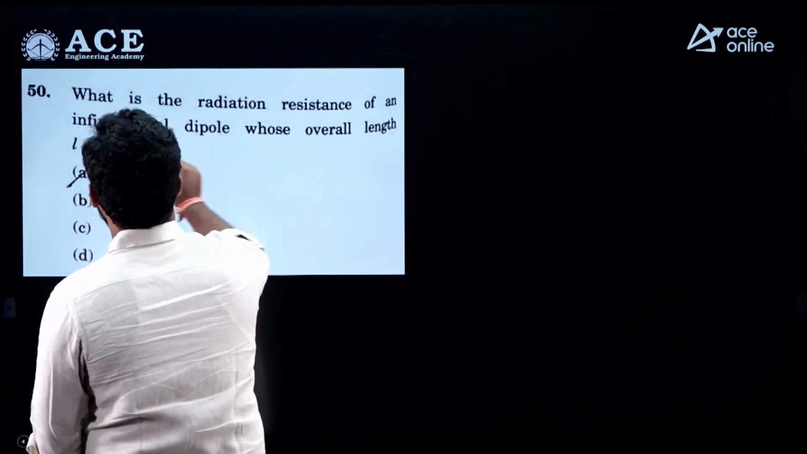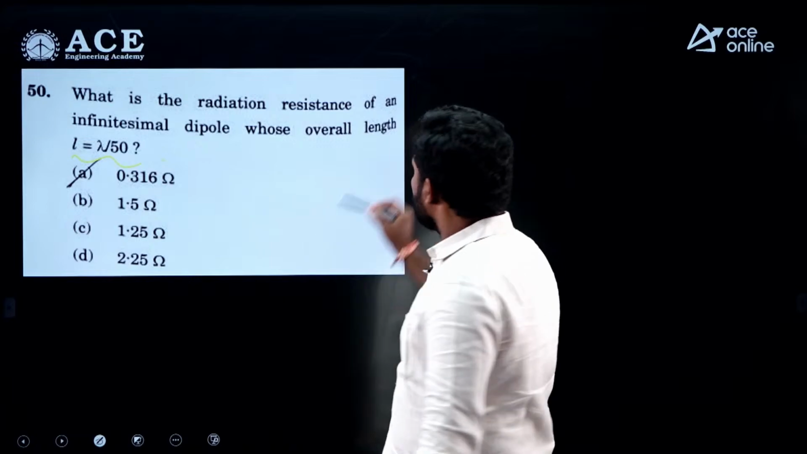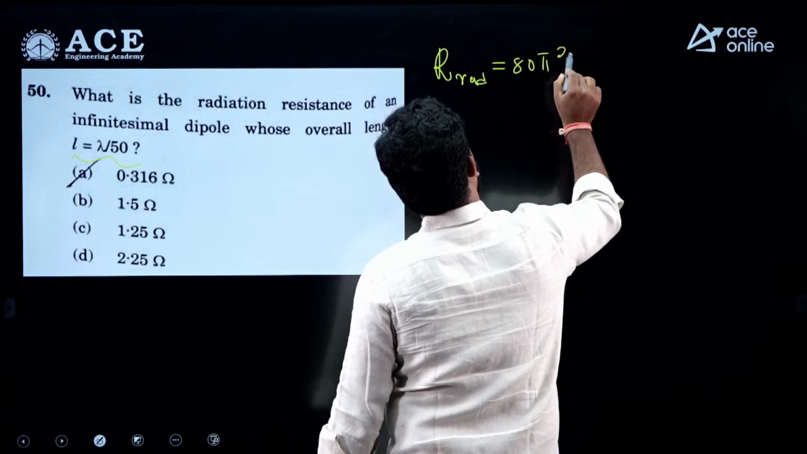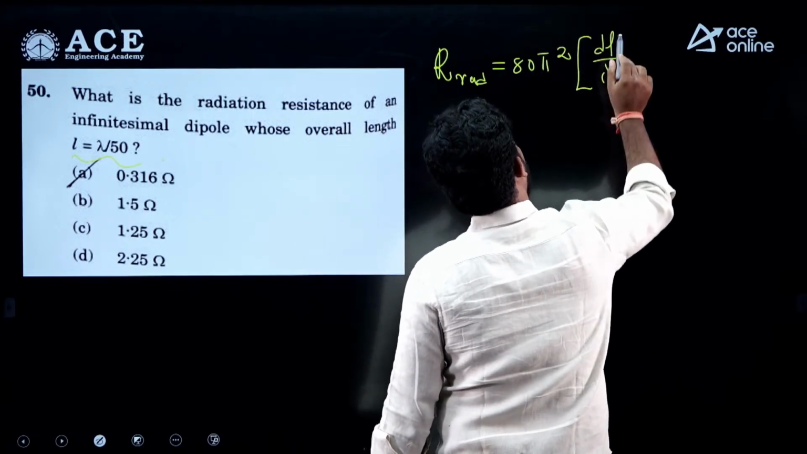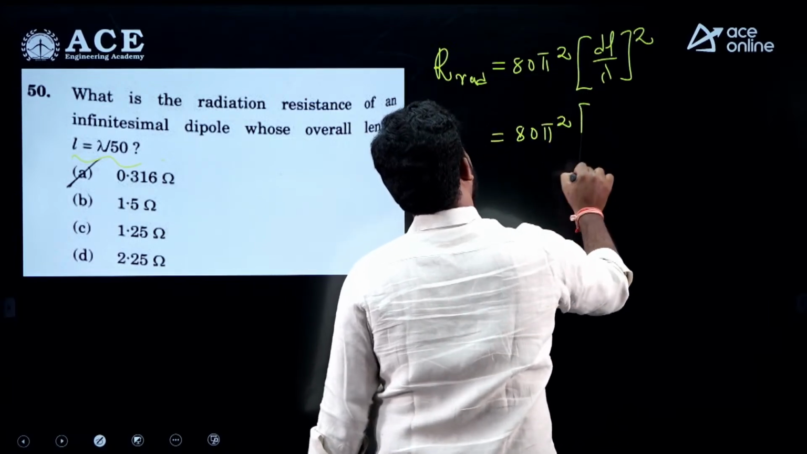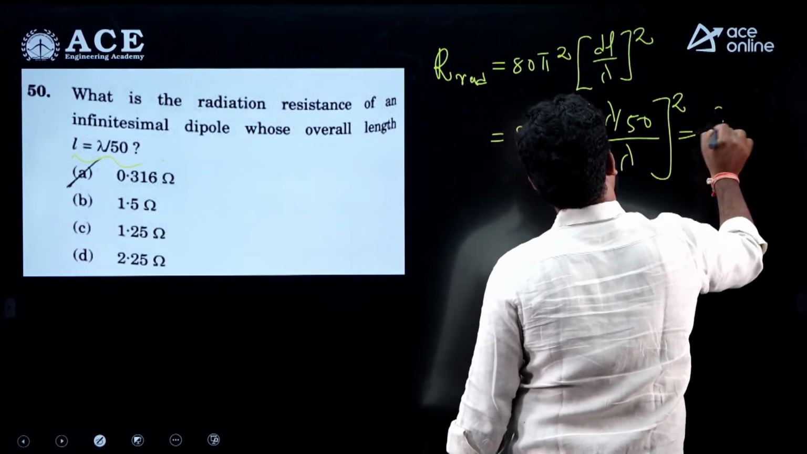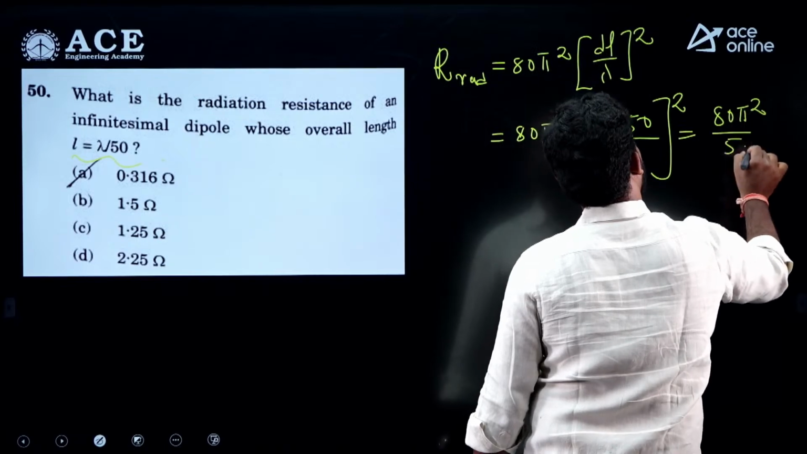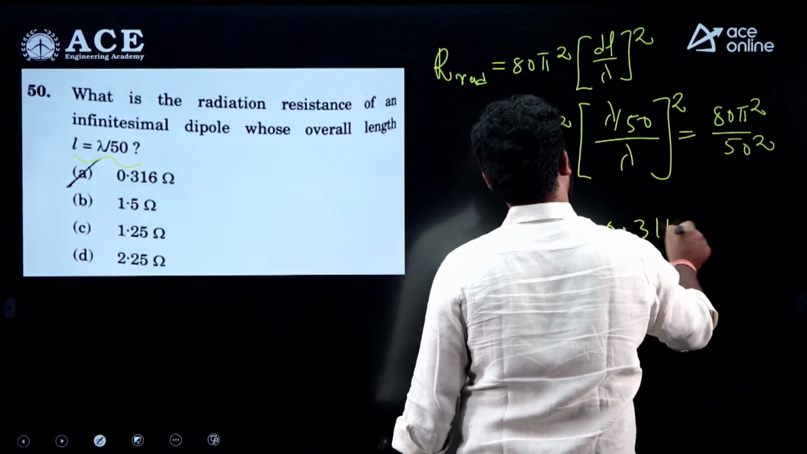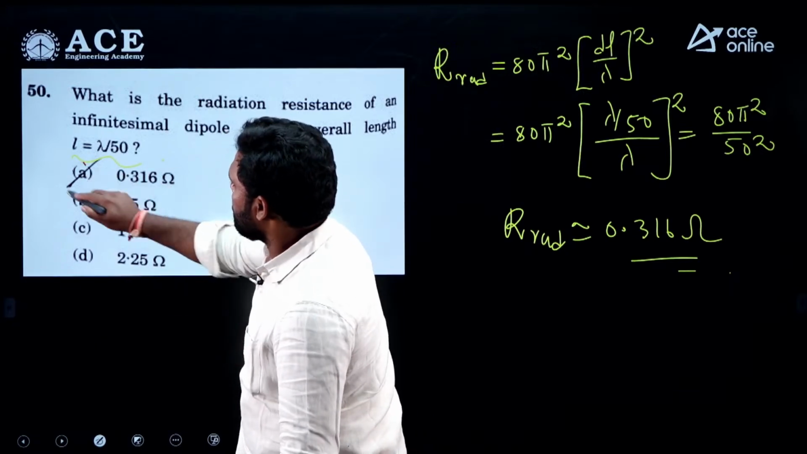Check out what is the radiation resistance of the infinitesimal dipole whose overall length, the length of the dipole, is lambda by 50. So it is a Hertz dipole. What is the radiation resistance? Radiation resistance is equal to 80 pi square (dl by lambda) whole square. So it is 80 pi square. What is this dl? dl is equal to lambda by 50, divided by lambda, whole square. So which is equal to 80 pi square divided by 50 square. So what is the radiation resistance? You can check out, do this calculation. This is approximately 0.316 ohms. Fine. Okay. So option A is the answer.